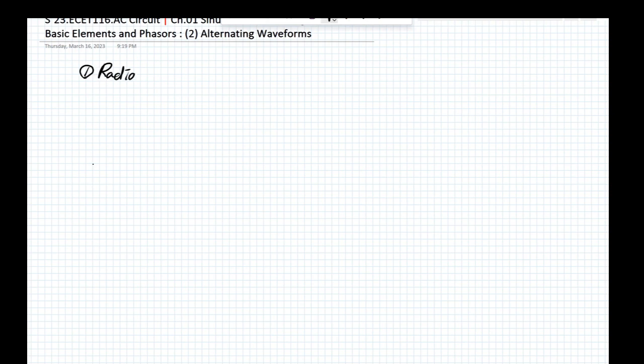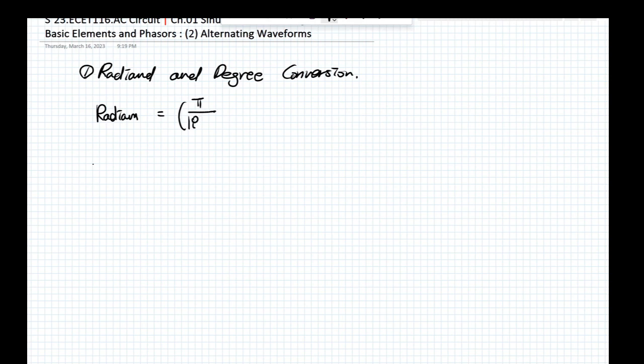Radian and degree conversion. So to find the radian from the degree here, pi over 180 multiplied by the degree.